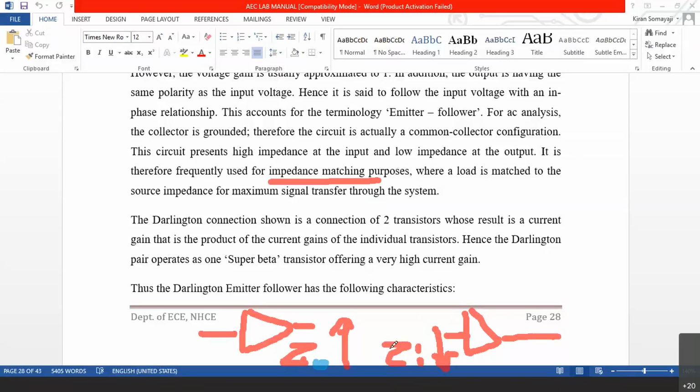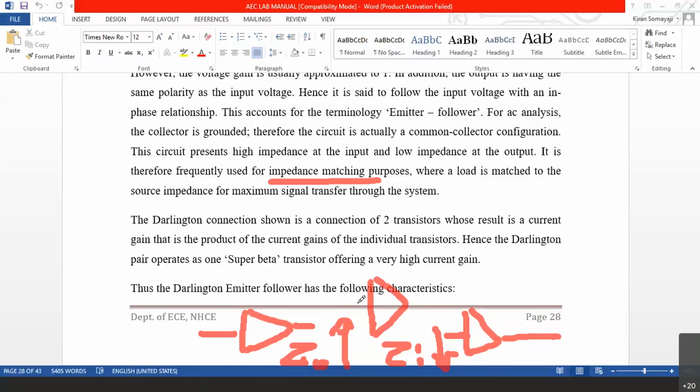Now, when Zo is high and Zi is low, this cannot be directly connected here. Why? Because maximum power will be transferred from one circuit to another circuit only when impedances are matching. In this case, there is a high output impedance, low input impedance, and there is no matching of impedance. We can connect the emitter follower here now.